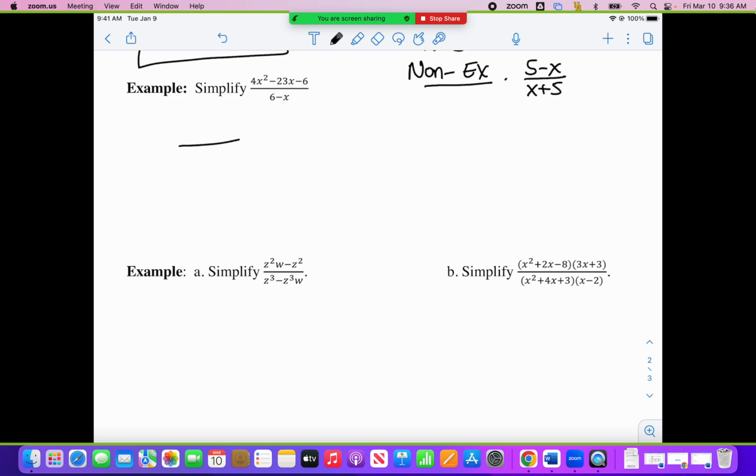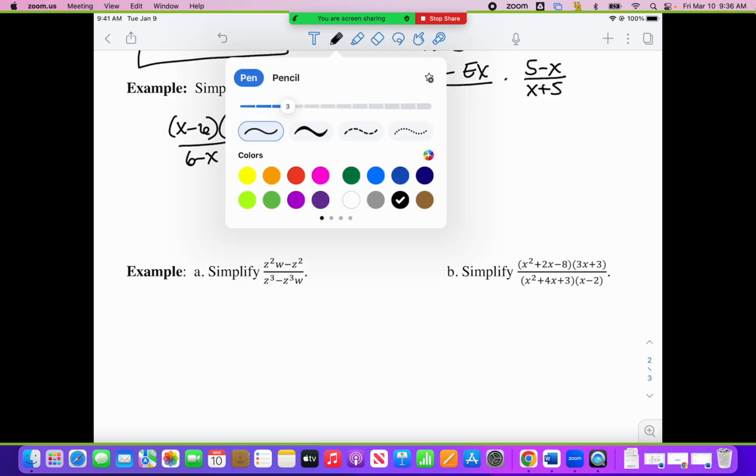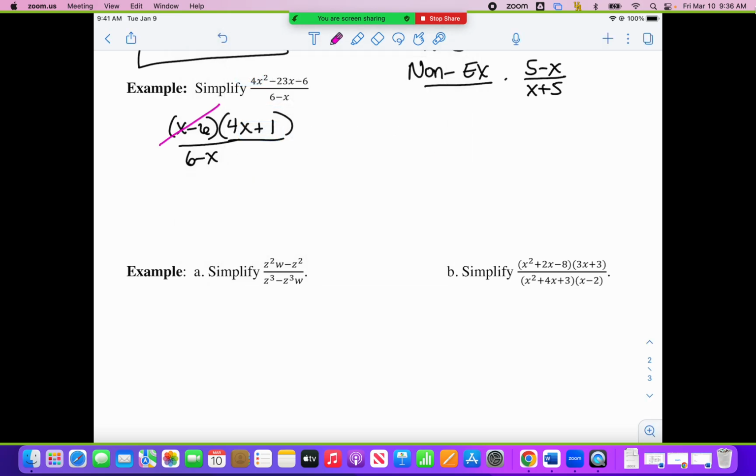All right, so let's go ahead and take a look at these. So this first one, I'm going to probably guess that I have an x minus 6. So that's got to be 4x squared plus 1. Do you see that? Let's check. Oh, not 4x squared. Just kidding. 4x plus 1, because x times 4x is 4x squared, 1x minus 24x is minus 23x, and negative 6 times 1. Okay, so that works.